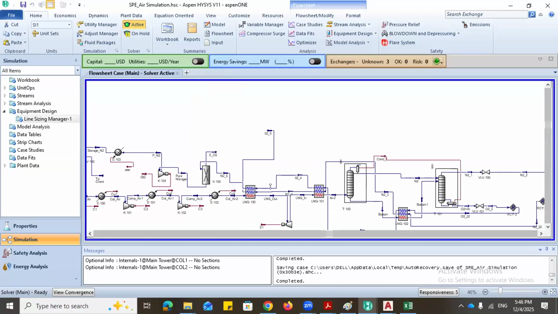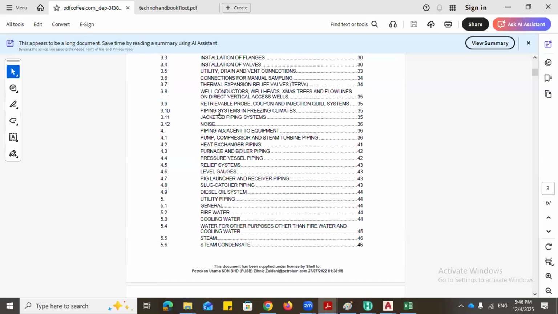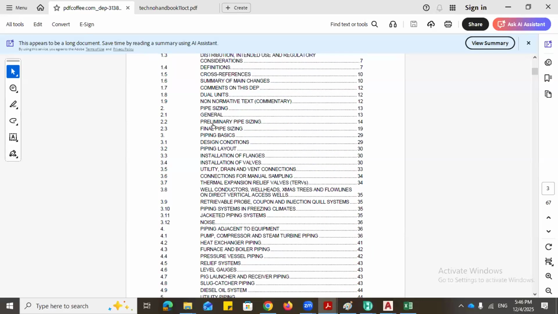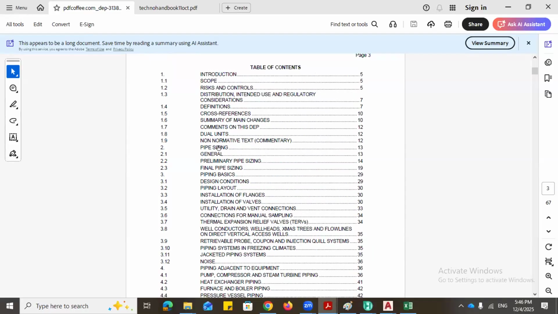Now, this is just for using the software. Now, let me assume we want to use a template. I'm not using my software that has my process template. I could have shared the template with you guys. But what we need to do is, let's go to this Shell standard. Under, what's it called? Here is line sizing, under pipe sizing, page 13, right?